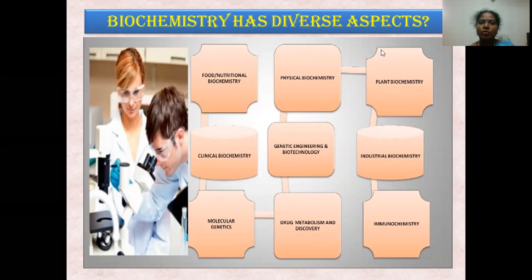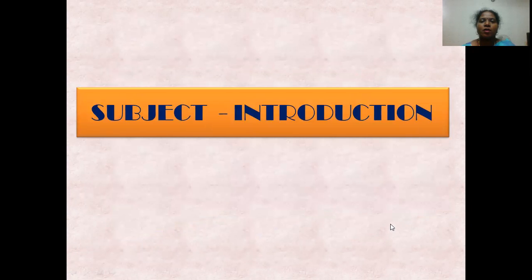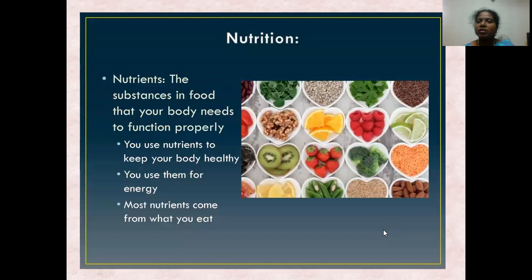These are the diverse fields of biochemistry: food or nutrition biochemistry, physical biochemistry, plant biochemistry, clinical biochemistry, genetic engineering and biotechnology, industrial biochemistry, molecular genetics, drug metabolism and discovery, and immunochemistry. So what is biochemistry? What does it deal with?